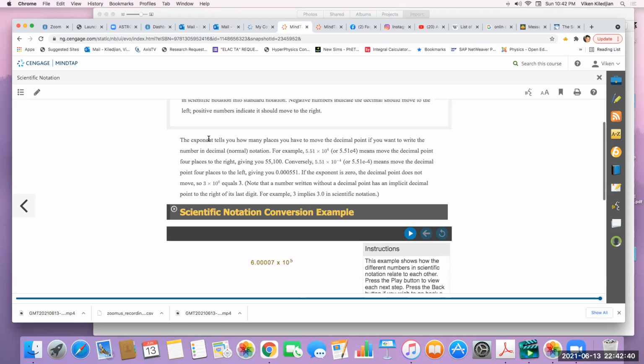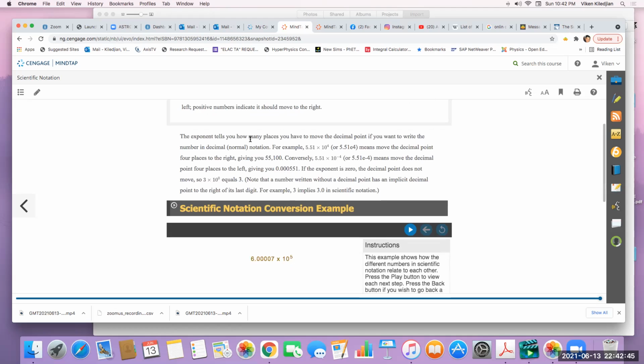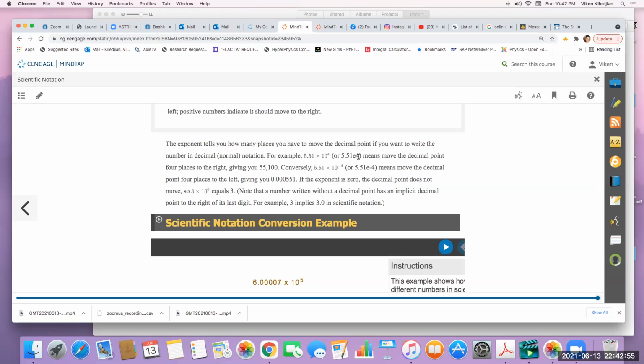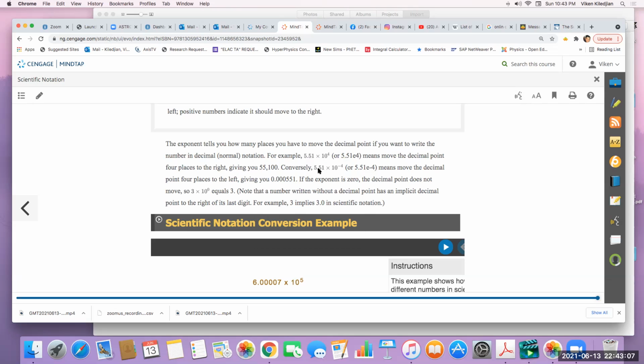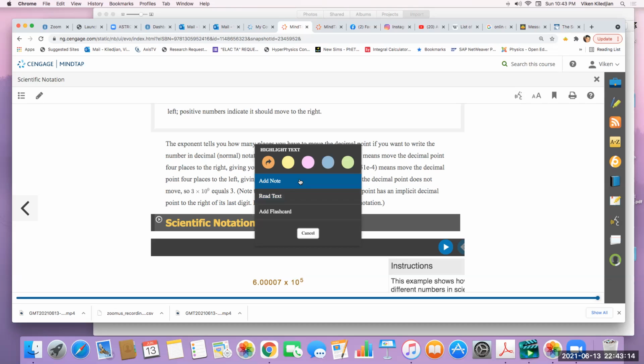So it says the exponent tells you how many places you have to move the decimal if you want to write the number in decimal. For example, 5.51 times 10 to the 4th is 5.51 e to the 4th. Means move the decimal point 4 places to the right. So if you move 4 places to the right, it's going to be equivalent to 55,100. 5.51 times 10 to the minus 4 means move the decimal point 4 places to the left, giving you 0.00551.